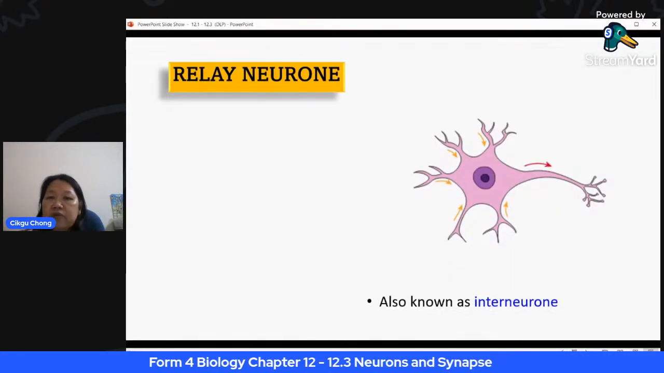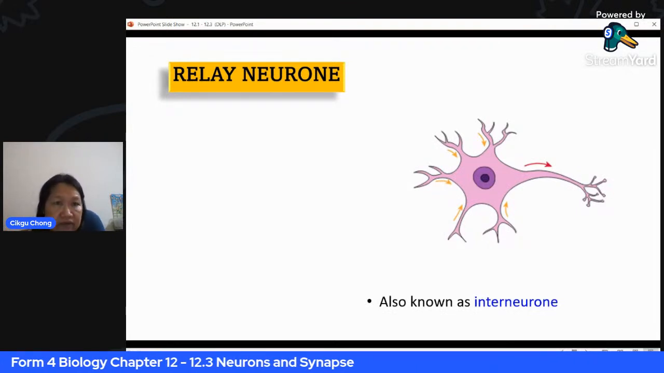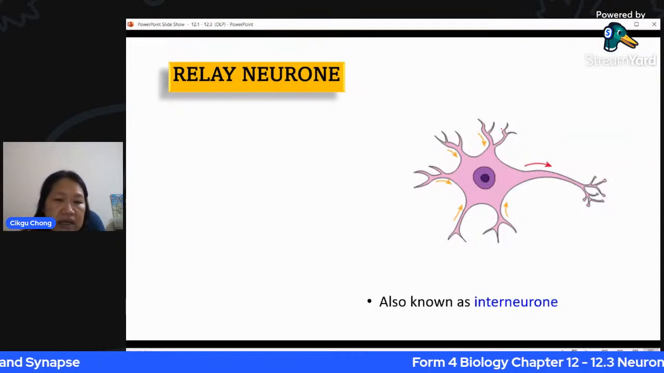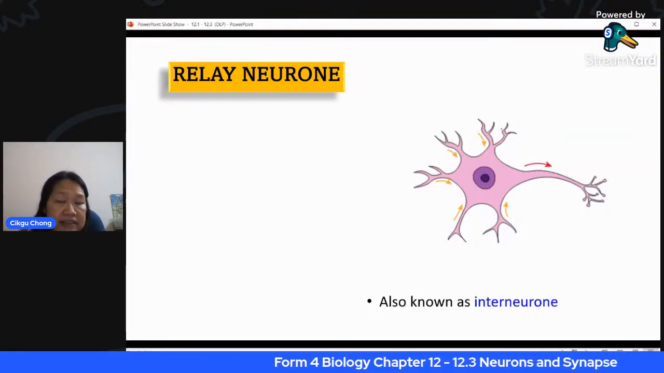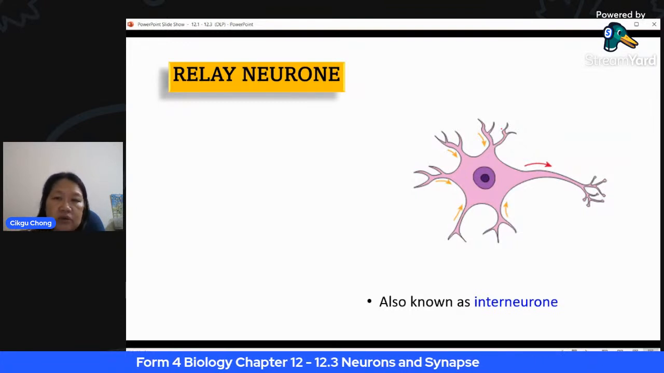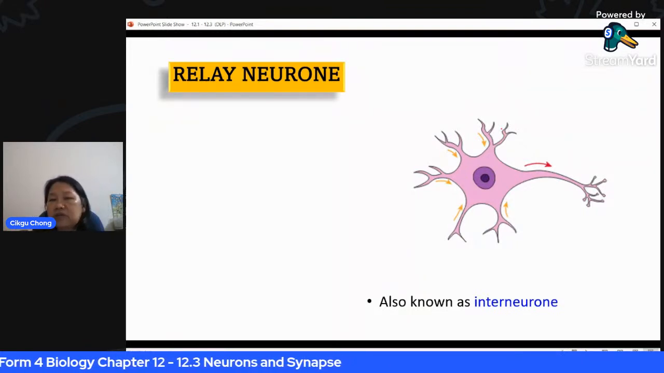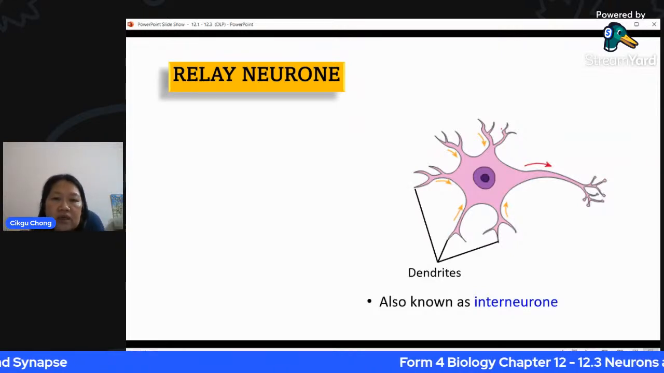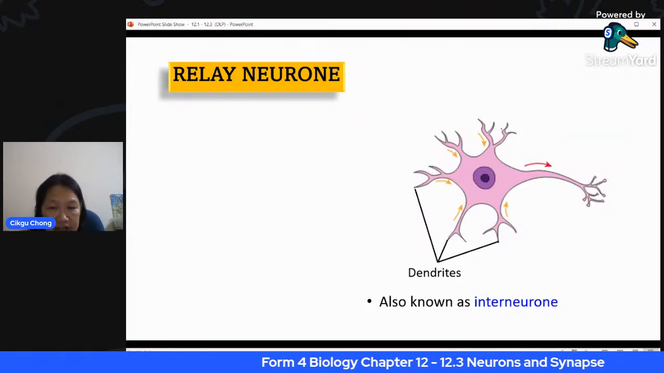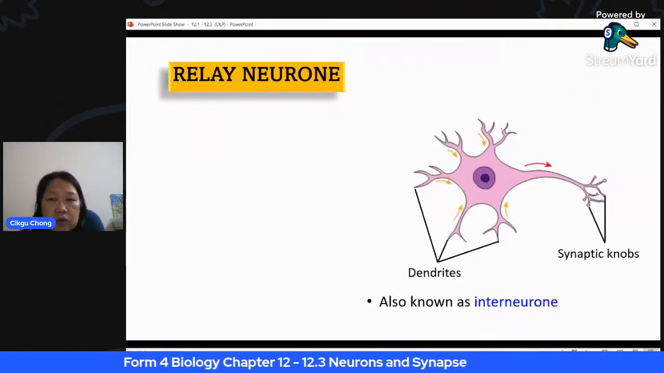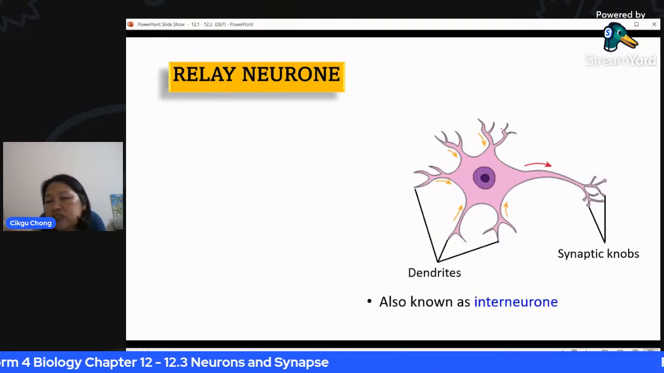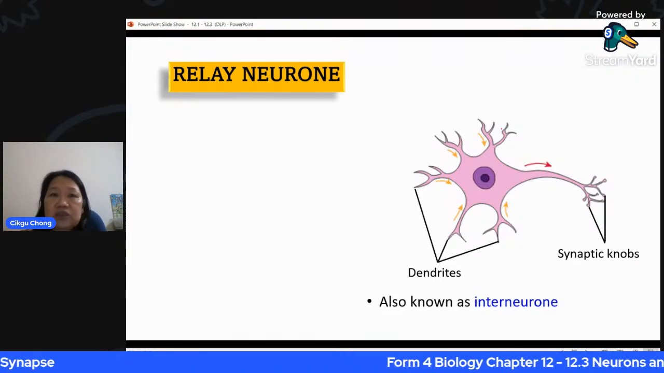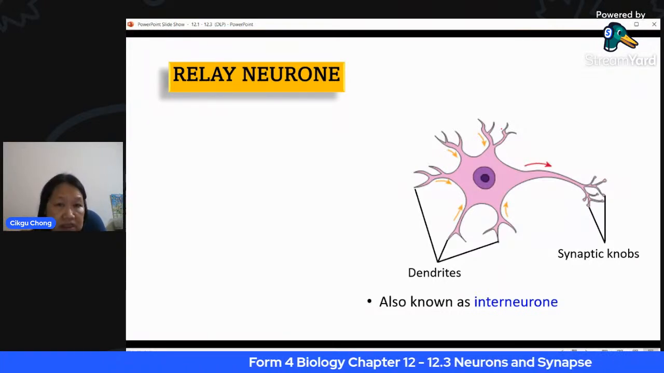Okay, next one. How about the relay neuron? This is the easiest to identify. You will see that it's basically the entire cell. You can only see the dendrites and the cell body. You don't have very long projections, so you don't really see the axon and dendron and so on. Here you label these as the dendrites. This one is the synaptic knob, which is going to transfer the impulse to another neuron. Another name for relay neuron is interneuron. This is according to the KBSM syllabus.